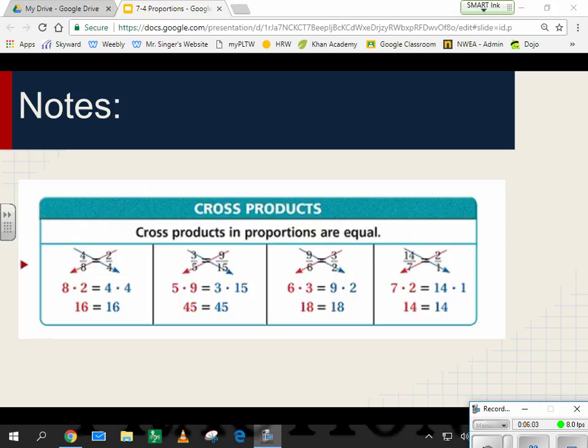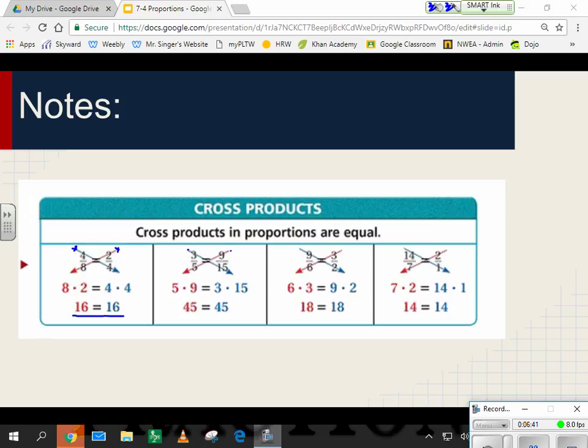So what you notice though is that cross products, meaning if you look diagonally, product means multiply. If you multiply them diagonally, the diagonal result should equal the same. For example, 4 times 4 and 8 times 2 both equal 16. So since both sides equal 16, you can prove that these are proportions. The second one, 3 times 15 and 5 times 9 are both 45. So those are proportions because everything is equal when you cross multiply, and so on and so on.